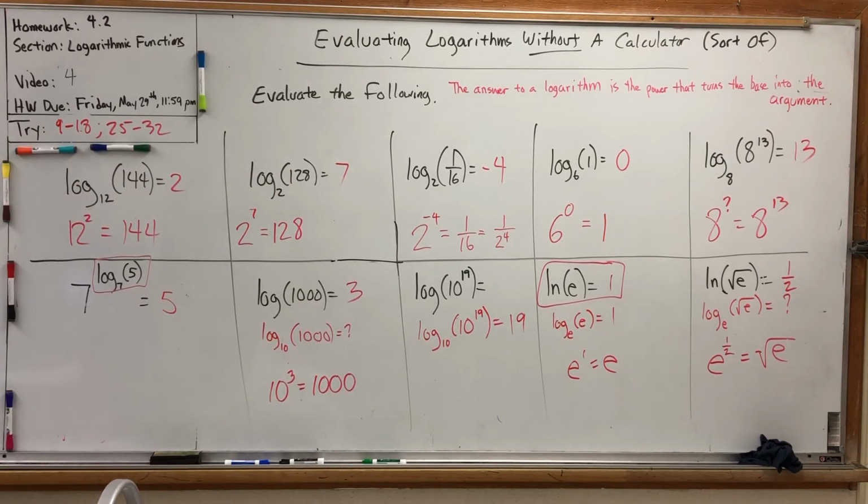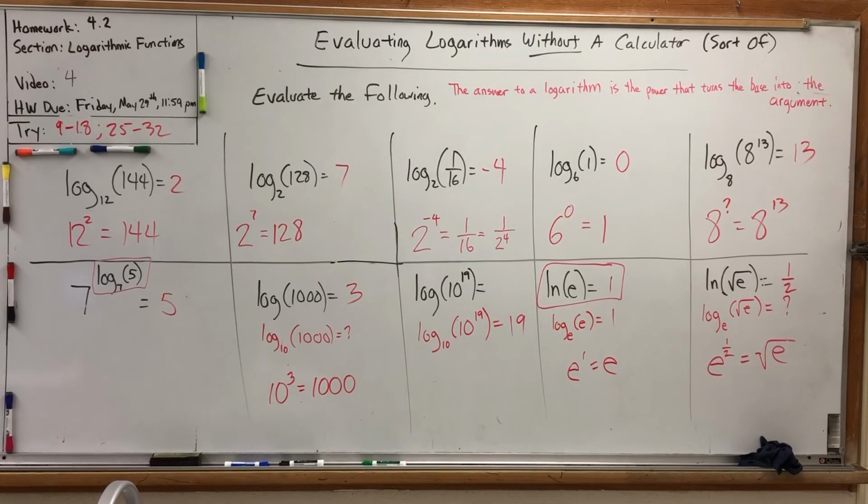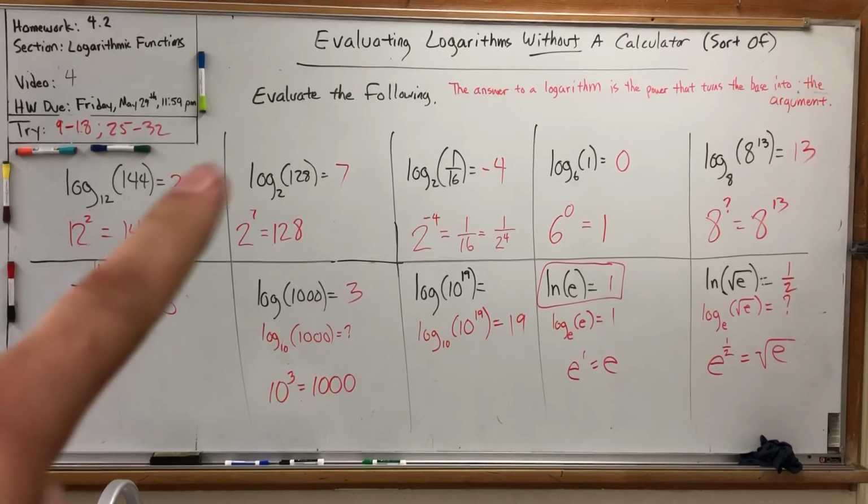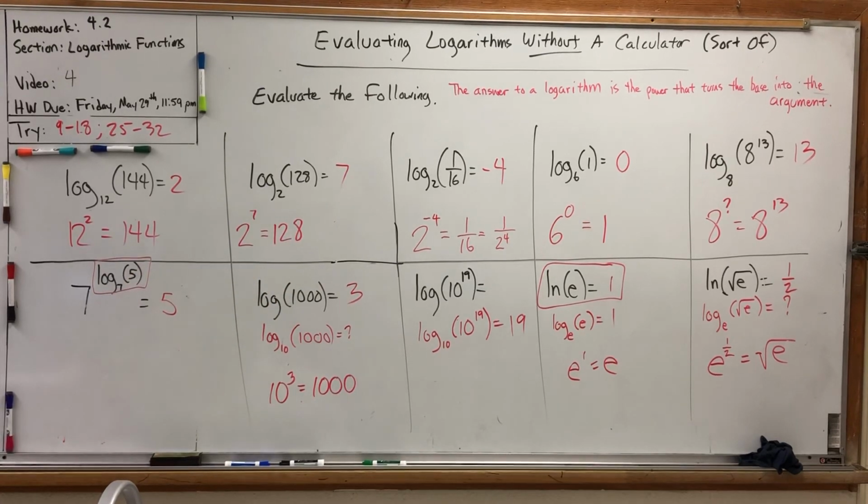So in your homework, when it says evaluate a logarithm without a calculator, the majority of them are along the lines of what power turns the base into the argument, and for the most part, they're pretty easy to figure out, with the exceptions of one like this, where you may have a big number, but most of them are pretty straightforward.